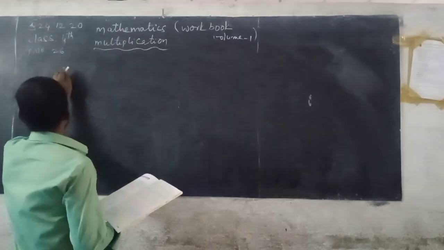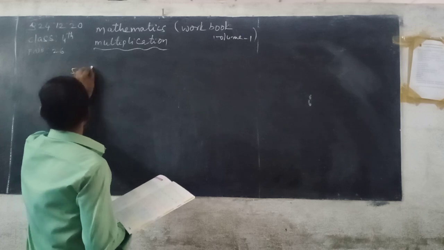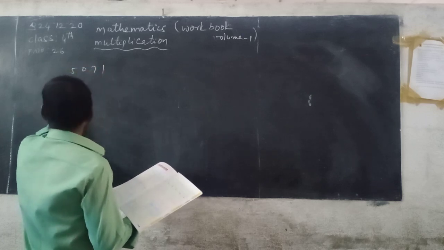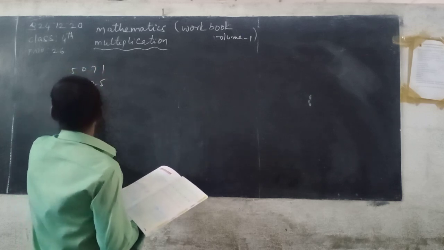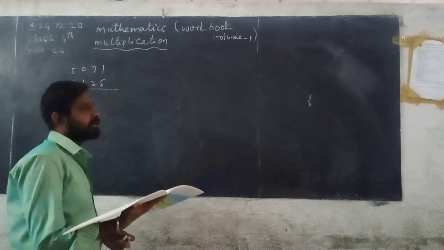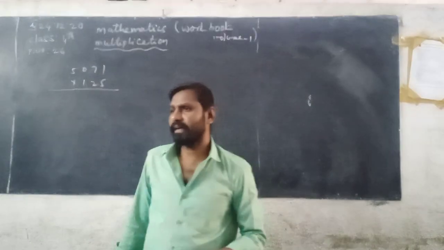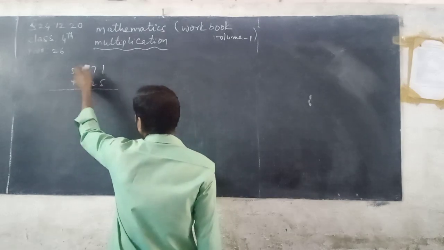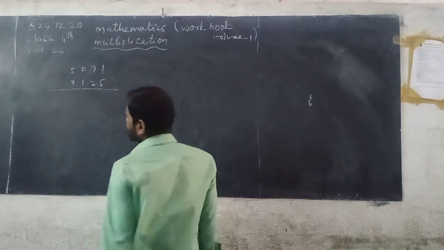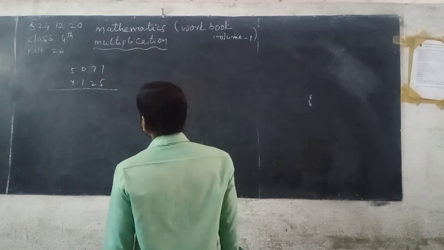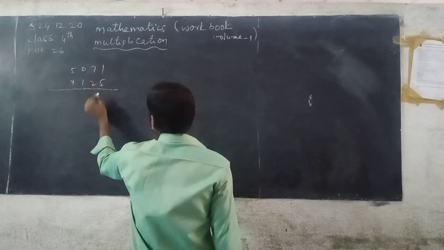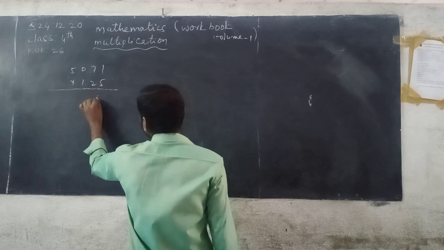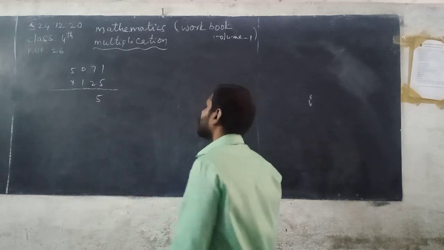Now next, 5,071 into 125. First write down the given number column-wise according to their places. First we multiply the digits in the ones place, next the tens place, next the hundreds place, next the thousands place respectively. So 5 ones are 5. This is a one-digit number. You can write it in the ones column of the product.